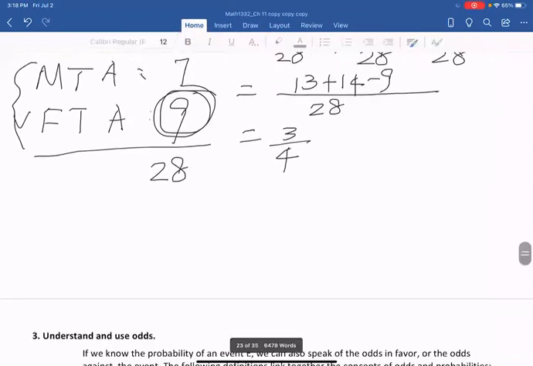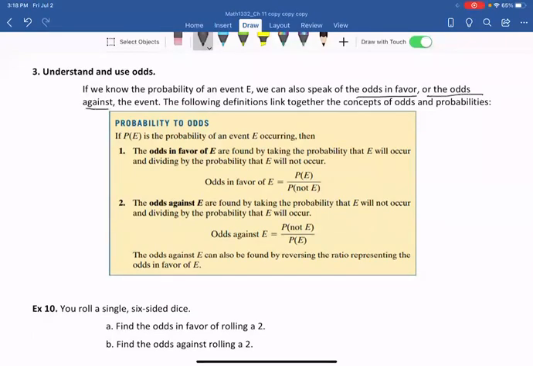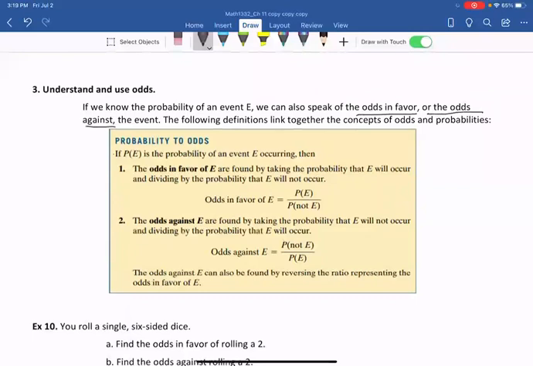Okay, let's move on. The third part is understand and use odds. If we know the probability of an event E, we can also speak of the odds in favor or odds against. The following definition link together the concept of odds and probabilities. If the P of E is the probability of an event E occurring, then first one, the odds in favor of E are found by taking the probability that E will occur and dividing by the probability that E will not occur.